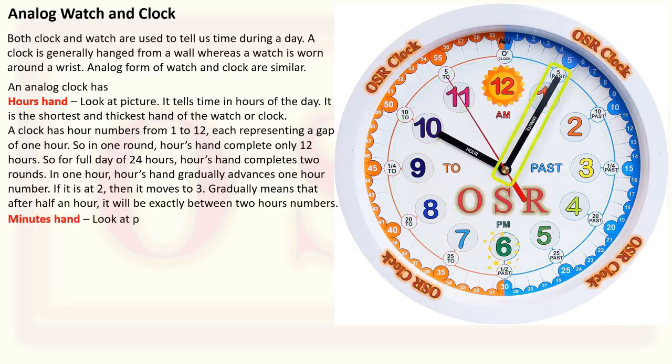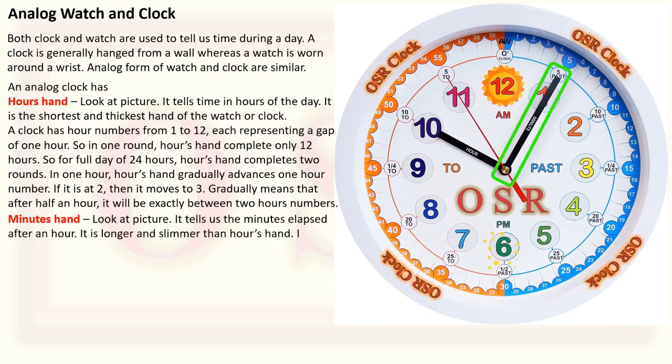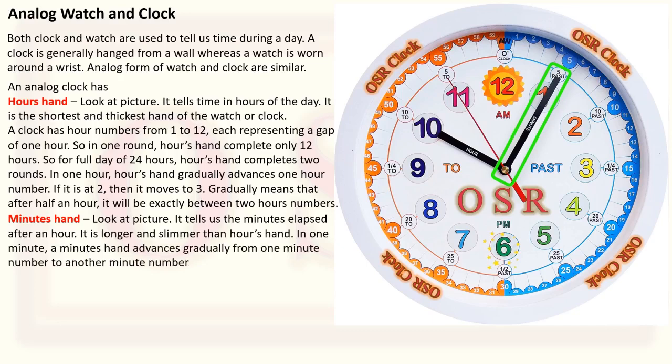Minutes hand. Look at the picture. It tells us the minutes elapsed after an hour. It is longer and slimmer than the hours hand. In 1 minute, the minutes hand advances gradually from 1 minute number to another minute number. There are 60 minute numbers on a clock to represent 60 minutes in an hour.